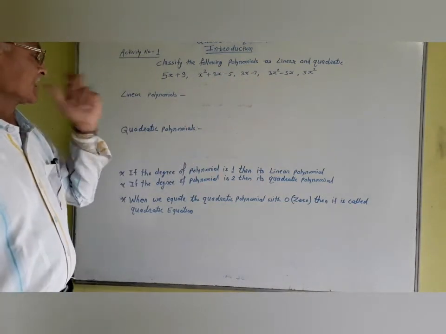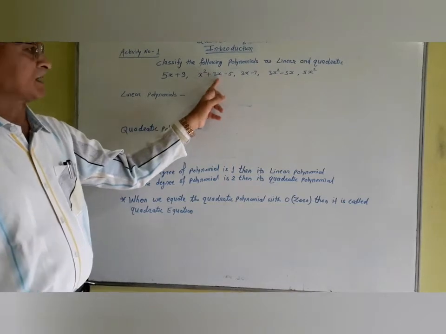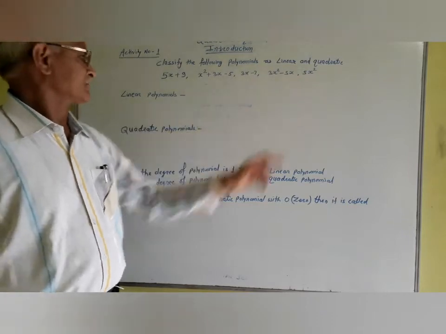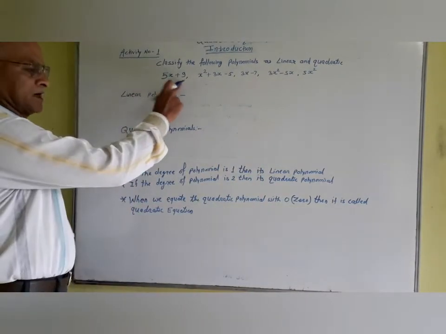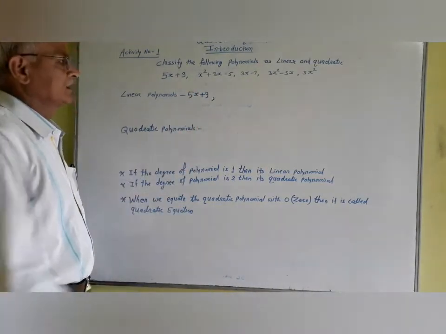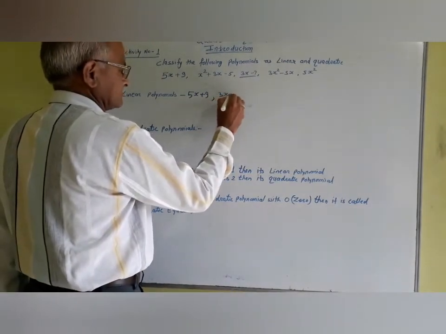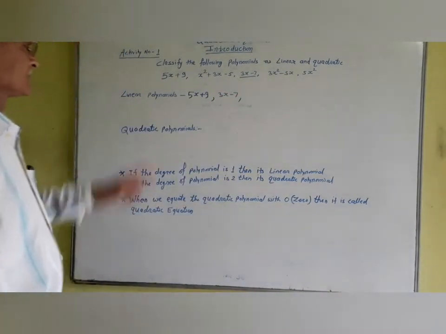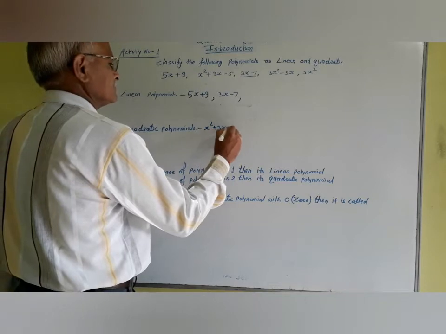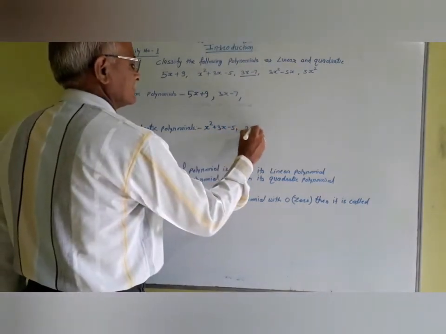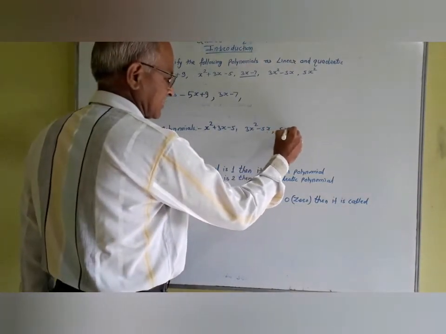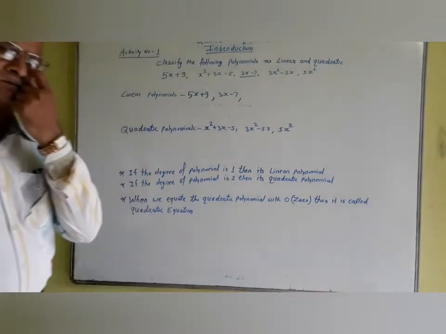Now look here: 5x + 9, x² + 3x - 5, 3x - 7, 3x² - 5x and 5x². If you have studied earlier, 5x + 9 is a linear polynomial. 3x - 7 is another linear polynomial. Then x² + 3x - 5 is a quadratic polynomial. Then 3x² - 5x is another quadratic polynomial, and 5x² is also a quadratic polynomial.